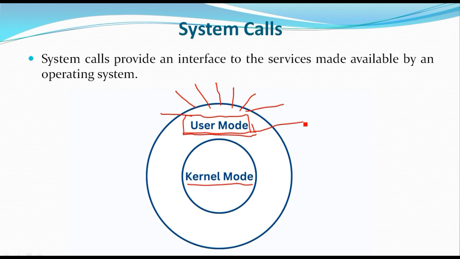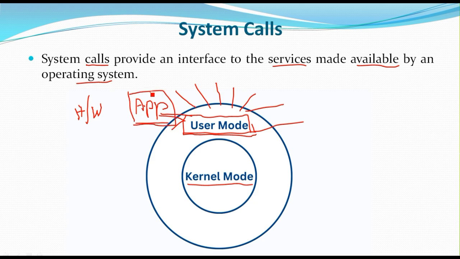User mode applications can only interact with privileged hardware through the system calls. Through the services made available by the operating system, the applications running in user mode get access to some of the privileged hardware, not all of it. By requesting the operating system, we can get the services of those privileged hardware devices.